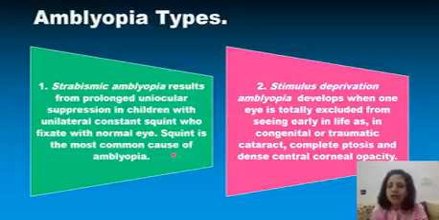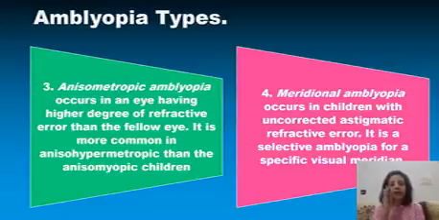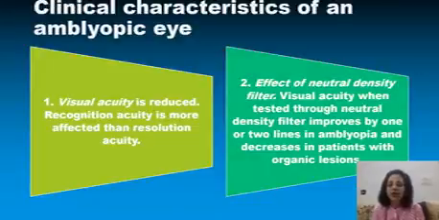Stimulus deprivation amblyopia occurs when one eye is totally excluded, precluded from seeing in the early ages of life, which could be because of congenital or traumatic cataract, complete ptosis, and a dense central corneal opacity. The vision of one eye does not develop. The patient is seeing with one eye and not seeing with the other eye, so the non-seeing eye goes into amblyopia. Anisometropic amblyopia occurs if one eye is having 6/6 vision and the other eye is having a high refractive error. Meridional amblyopia occurs in patients having a high degree of astigmatism.